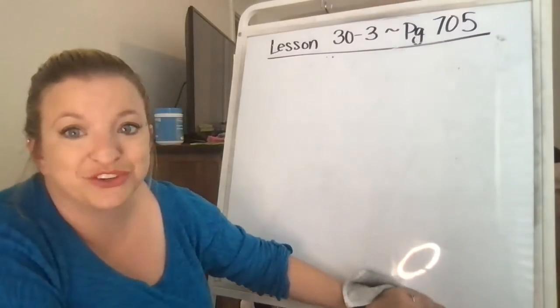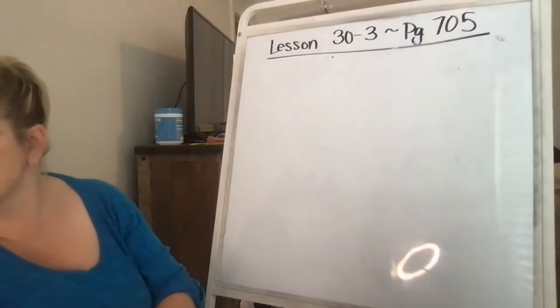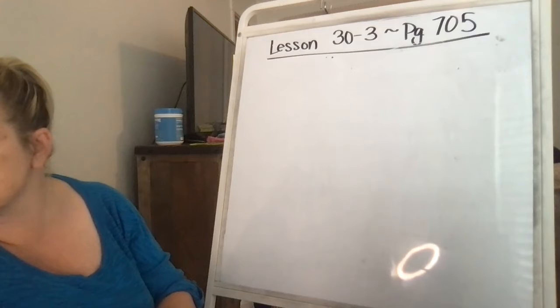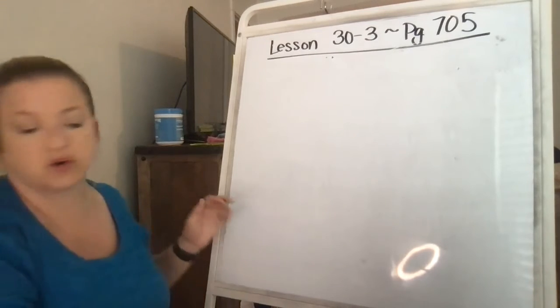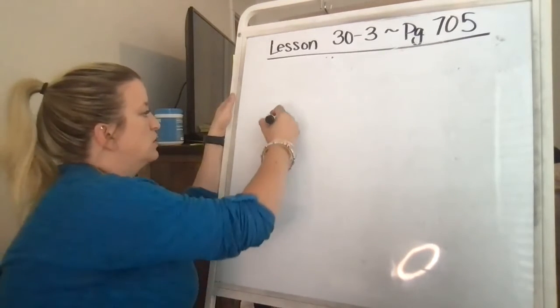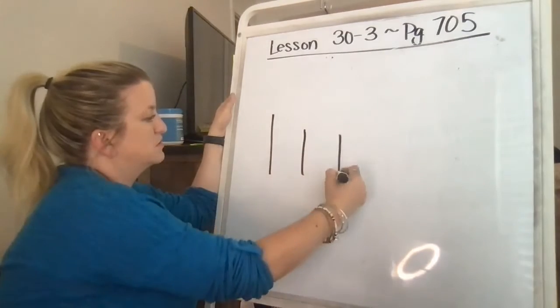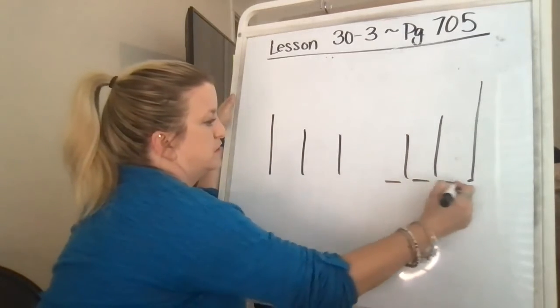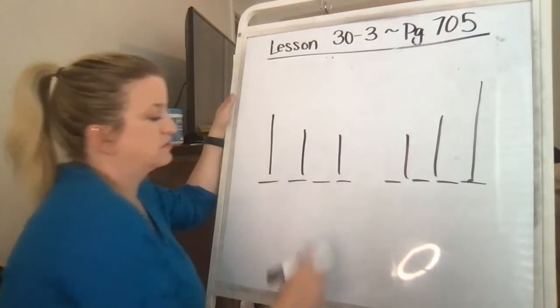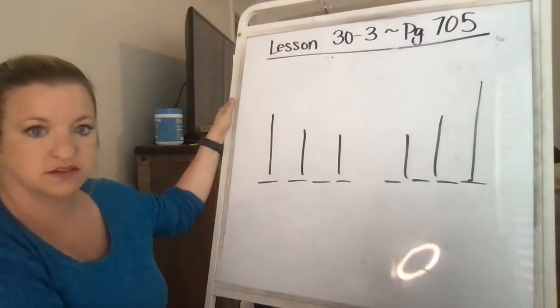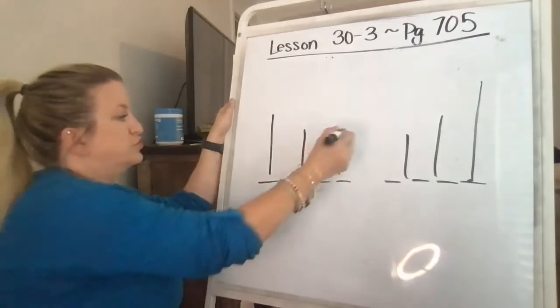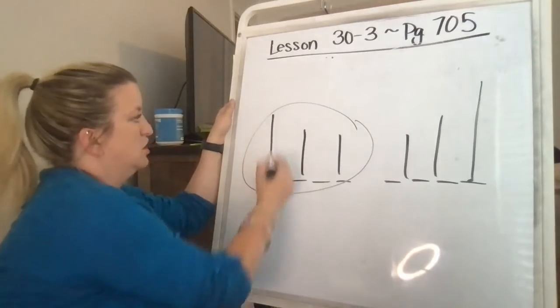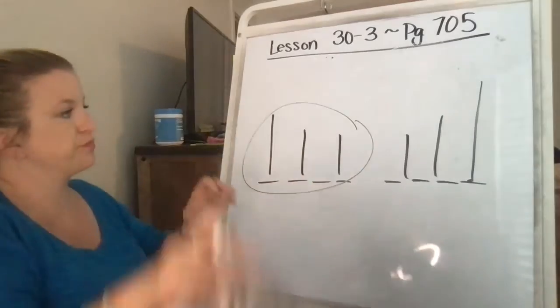Next are some really cute little animals. And it says circle the group of animals that shows them in order from tallest to shortest. So it goes like this. Which one is correct? This one or this one? Tallest to shortest. Hopefully you chose this one.